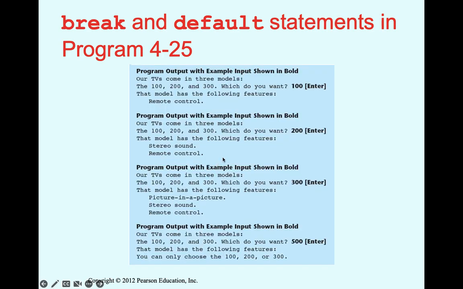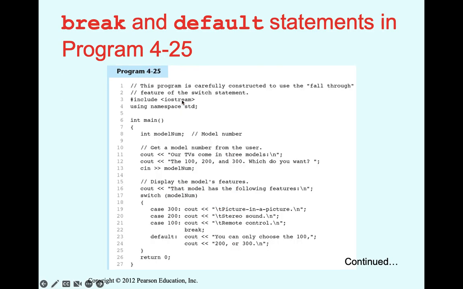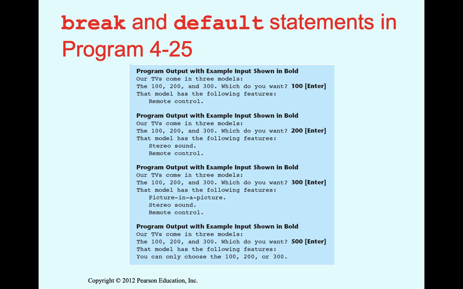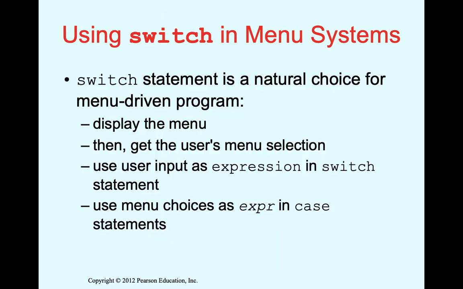So as you see, this is the output. If we enter 300, then it will print three things. If you have 100, it just prints remote control and then stops, because for 100 it prints remote control and breaks, and so on. Sometimes it's easier to use switch if you have menu systems, like enter 1 for this, 2 for this, 3 for this, 4 for this. Otherwise I think if else is easier.